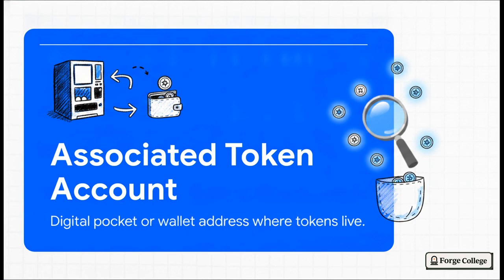It defines the overarching rules, but it doesn't actually hold any balances itself. To hold the tokens, you need an associated token account, or an ATA. It's the actual digital pocket, the specific wallet address where a user's tokens live. So before we can print anything, our script has to first create this ATA for our pair.